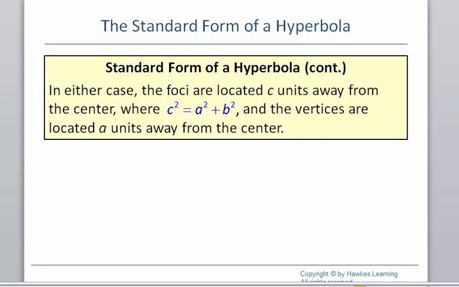In either case, the foci are located c units away from the center, where c squared is equal to a squared plus b squared, and the vertices are located a units away from the center. So to sum that up, when we're looking for the foci, we're going to be using the c value, and when we're looking for the vertices, we're going to be using the a value. We also want to keep in mind this version of the formula, which is slightly different than the version that we saw for the ellipse.